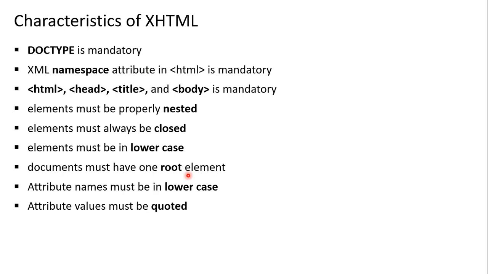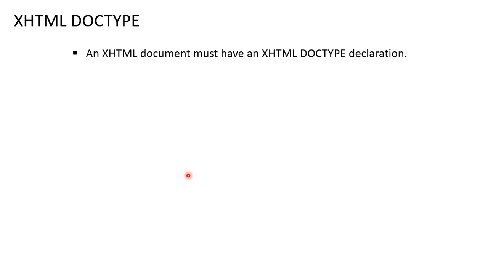Attribute values must be quoted, so we have to write the values of attributes in double quotes. Attribute abbreviation is forbidden. So, the XHTML DOCTYPE. An XHTML document must have an XHTML DOCTYPE declaration. So we have an XHTML document, and it must be declared with a DOCTYPE, document type.